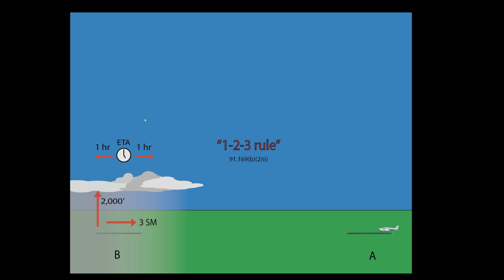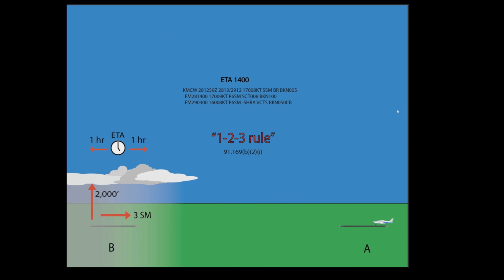So this is the 1, 2, 3 rule. 1 hour before to 1 hour after, need at least a 2,000 foot ceiling and 3 miles visibility. And if we meet that criteria, we don't need an alternate. And this is the relevant regulation right here.